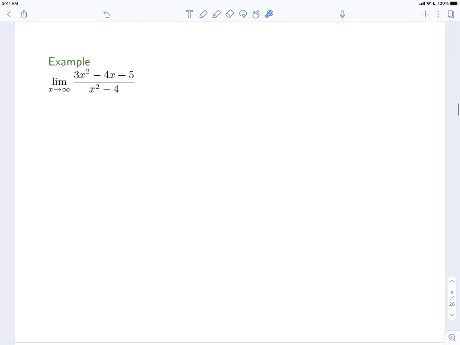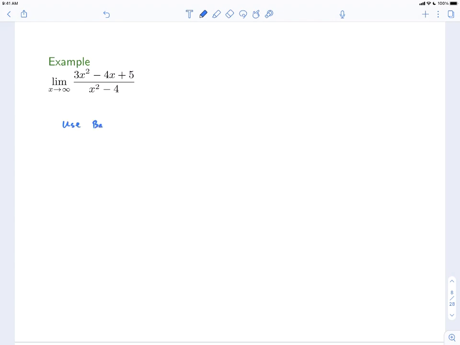Let's compute the limit as x goes to infinity of this quotient, 3x squared minus 4x plus 5, divided by x squared minus 4. In this case, you can't use the substitution rule. The substitution rule tells you that you can plug in x equals a if a is in the domain of your function. But this is not the limit as x approaches a for some number a, which is in the domain of the function. Infinity is not a number, so infinity is not in the domain of this function. However, we can use a basic fact.